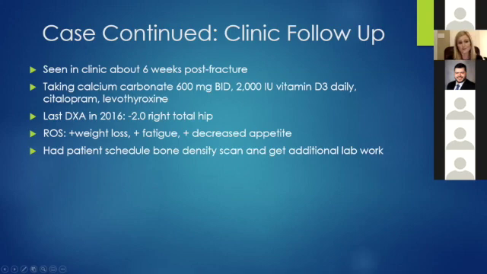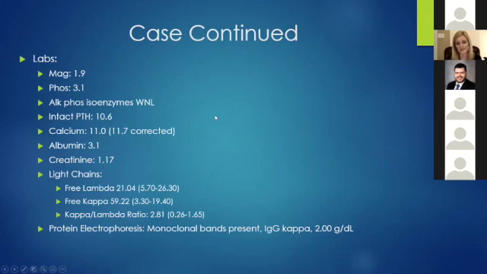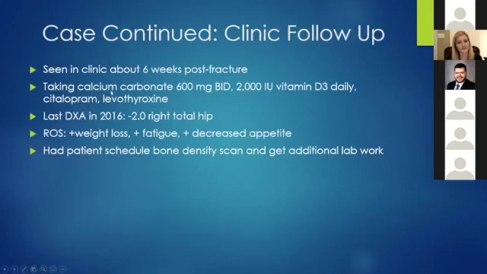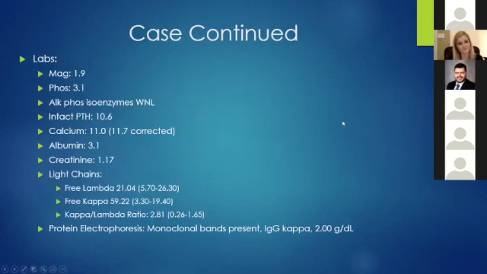Her last bone density scan was in 2016. Her lowest T-score was a minus 2.0 on the right total hip. She had not yet gotten the bone density scan that was ordered for her by the FLS. And then in her review of systems, she had weight loss, fatigue, decreased appetite. We had the patient schedule the bone density scan and get additional lab work done.